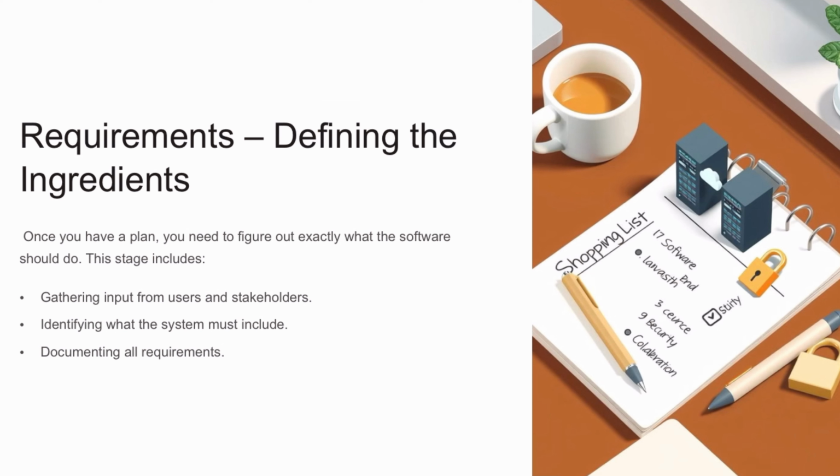Document all requirements. Example, for our study partner app, we ask potential users what is important to them. Easy sign up, subject-based matching, etc. What problems do they face? What platforms should it work on, mobile or web? This ensures the app is useful and meets real needs.